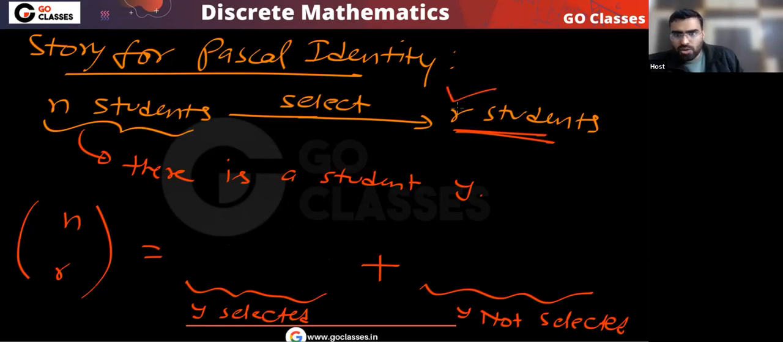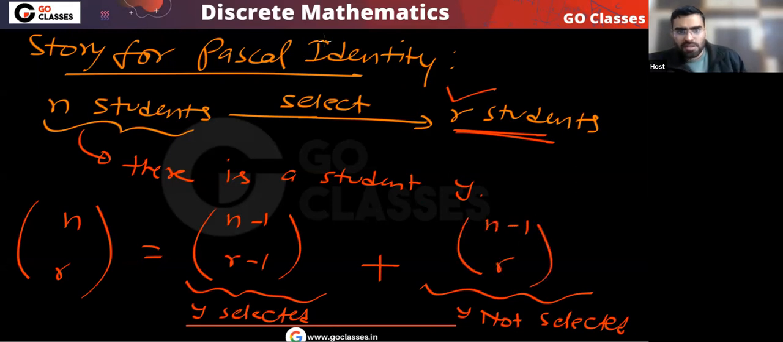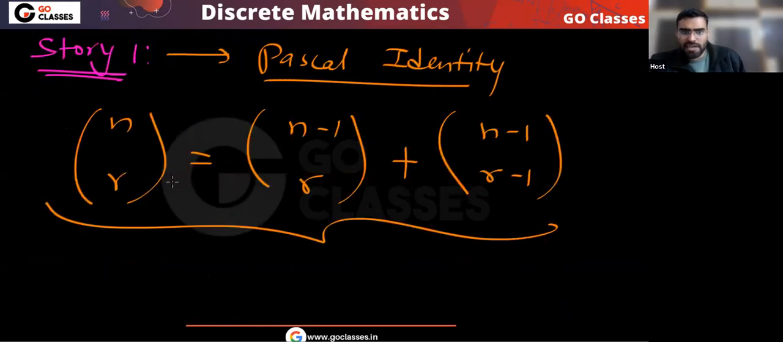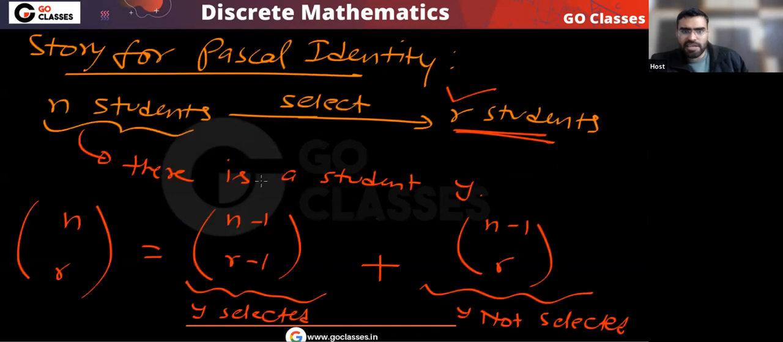You want R students, you have already selected Y. So from the remaining students, you want to select R minus 1. Now, if you are not selecting Y, then from the remaining students, you want to select R. This is the story behind Pascal identity. That's it. This is your Pascal identity, right?